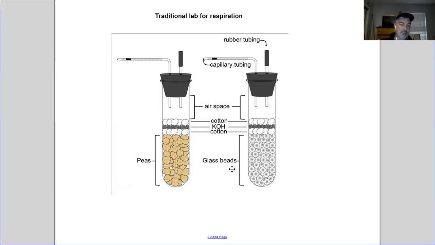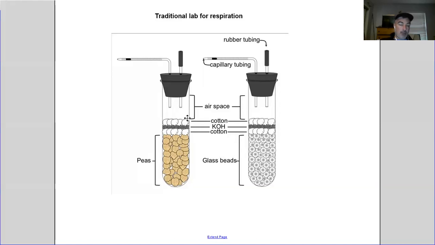This is more of a classic example that is often used on IB exams. In fact, you'll see a version of this on your exam next week. It's really straightforward too. So I've got my peas; this is my experimental group. My glass beads obviously are going to be my control group. I don't know exactly what the independent variable is here. This is just the setup.